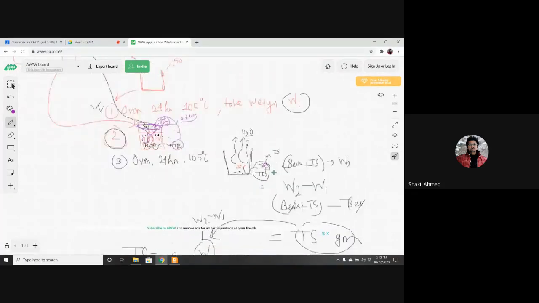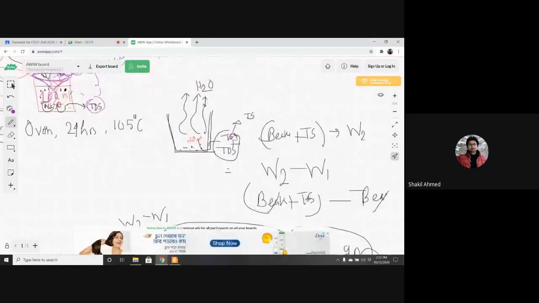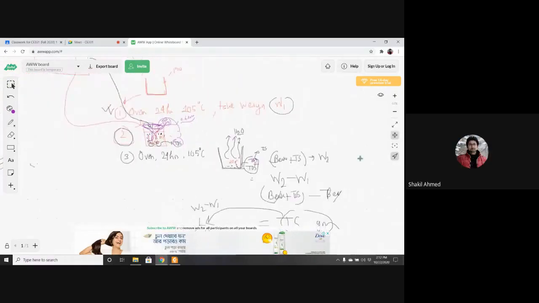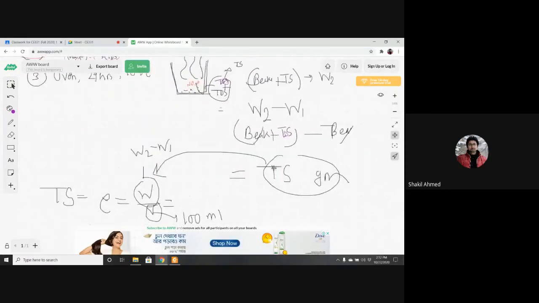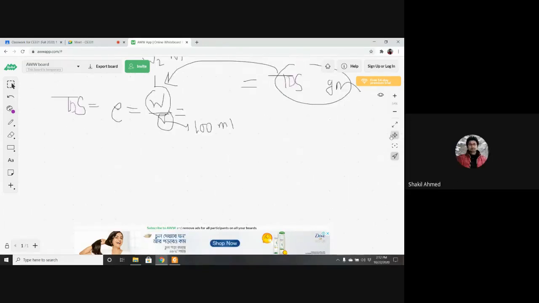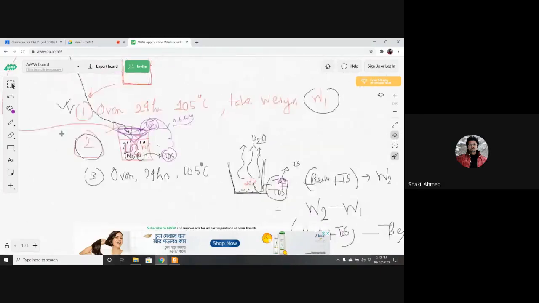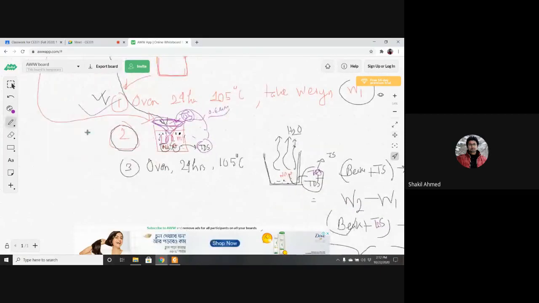So you do the same. Now this will be what? TS or TDS? TDS. Now you do the same. This will be TDS. Do the same, it will be TDS. Is it clear? Yes, sir. Okay. So the only difference is nothing, but you do the same thing. 1, 2, 3. But before doing this, before pouring the sample, you just use a filter. That's it. There's no other difference.